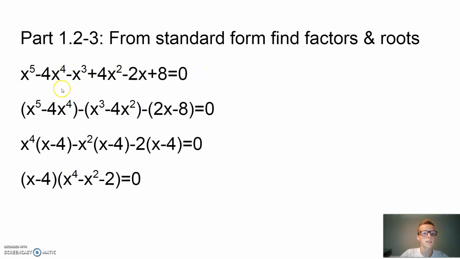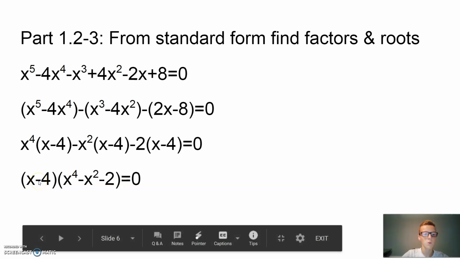Now, here's what I did. I took them into groups. I'm factoring by grouping because I find it really simple to do and it just worked out really easily for me. So what I did here is I took out the x to the 4th power because it was the greatest common factor here, so you should take it out. I did the same thing here with x squared, the greatest common factor, and here I took out the 2, and you get x minus 4 for all 3 of these. So then you get x minus 4 times x to the 4th minus x squared minus 2 all equals 0.